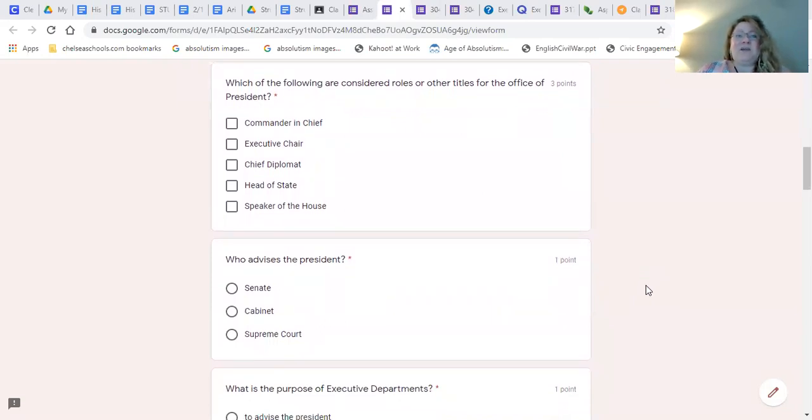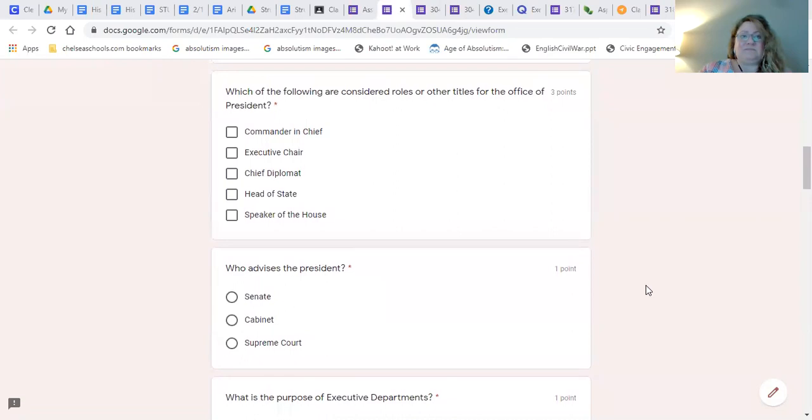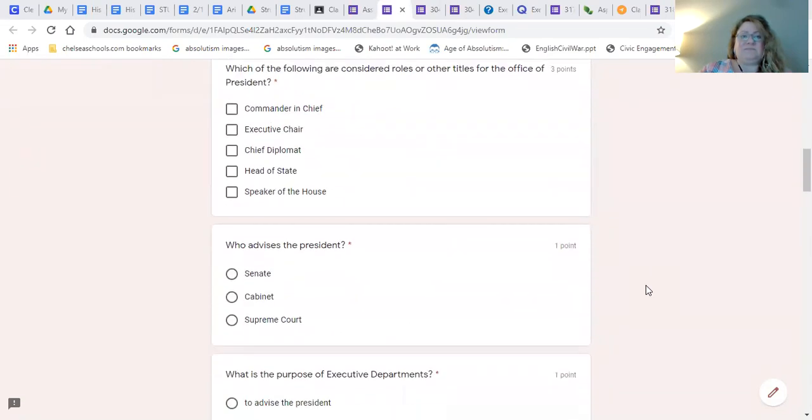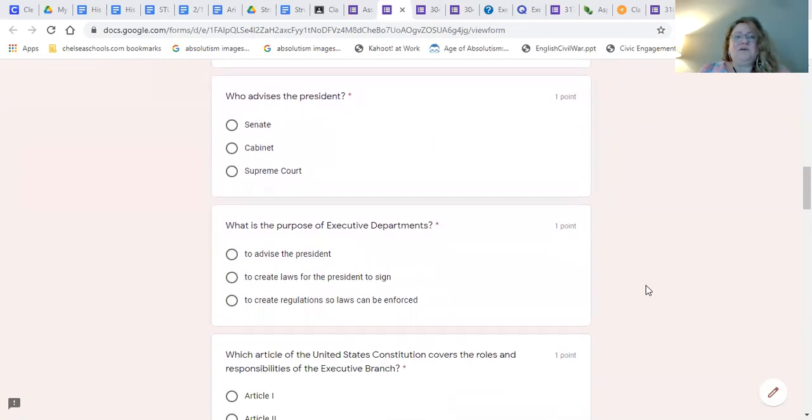Which of the following are considered roles or other titles for the office of president? Choose 3 of the following 5 choices. Commander-in-Chief, Executive Chair, Chief Diplomat, Head of State, Speaker of the House. Question 4, who advises the President? Senate, Cabinet, Supreme Court.